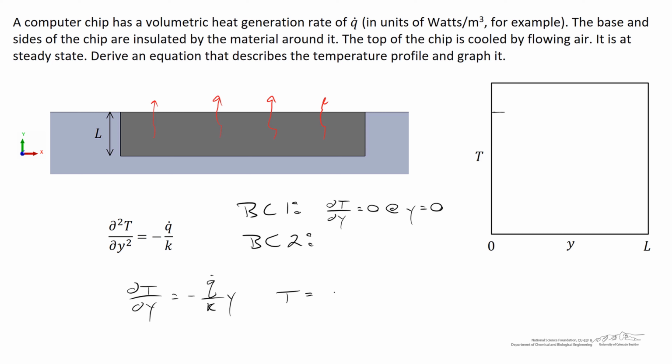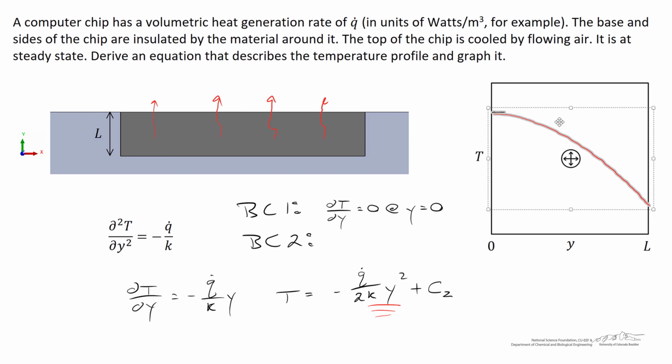So if we integrate this a second time, we'll find that T is equal to negative q dot over 2k multiplied by y squared plus a second constant of integration. Looking at this, we know right away that the temperature profile has to be quadratic in nature, and it must be concave downward because of the negative sign in front of it. So our first boundary condition is that dT/dy is equal to 0. So this, for example, could be our temperature distribution.